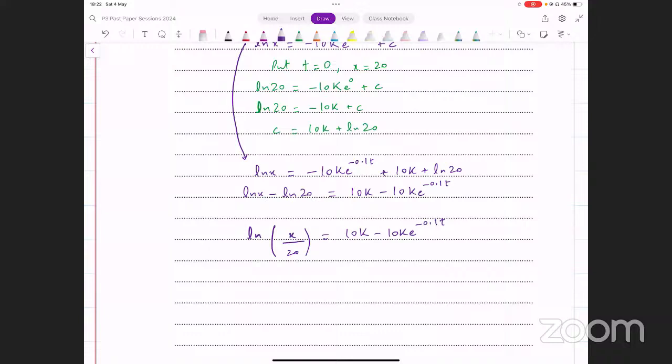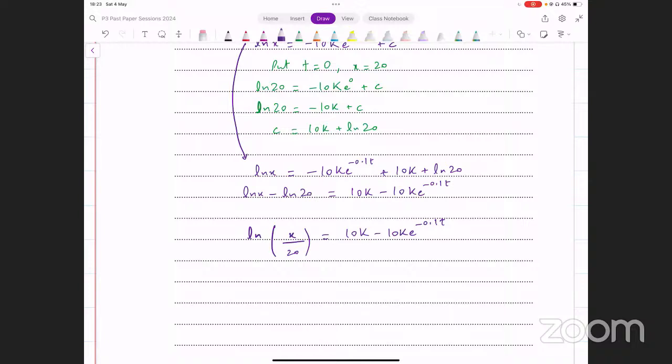Okay. Always do this step. Sometimes they don't deduct marks for this. Sometimes they have 1 mark specified for this thing, making it a single ln term. Now, since you can't know before the exam, during the exam, whether they would have a mark for this or not, you should always do this. Always convert it to a single ln term. So it becomes ln of x over 20, that equals 10k minus 10k e raised to power minus 0.1 t. That's the result that you get from this.